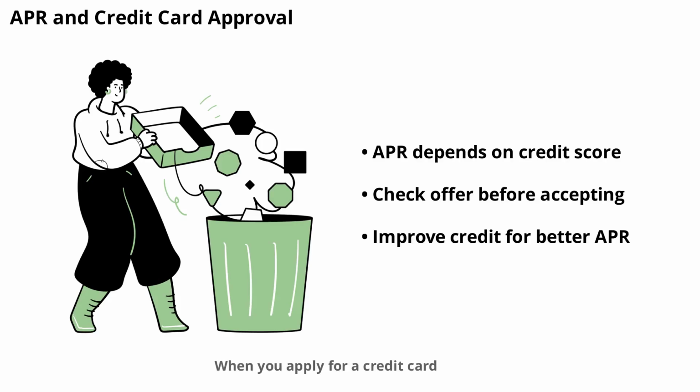When you apply for a credit card, your APR is determined by your credit score, income, and other factors. Approval doesn't guarantee the lowest APR, so always check your offer before accepting. Improving your credit can help you qualify for better APRs in the future.